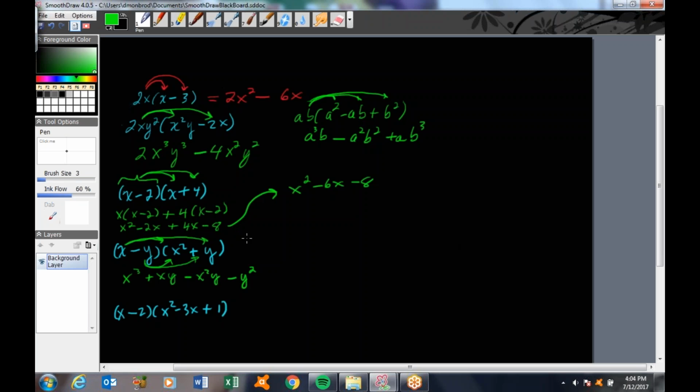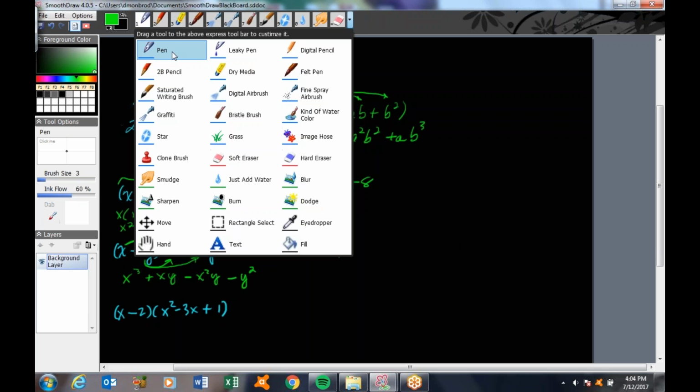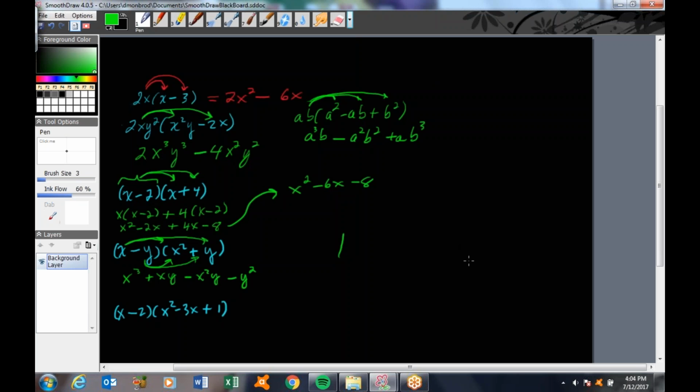So let's see, what else do we have here? Where is that? Okay, let's see it. Okay, I was looking for that pointer, but I don't see it anywhere. Okay, well, anyway, let's do this next one here at the bottom.